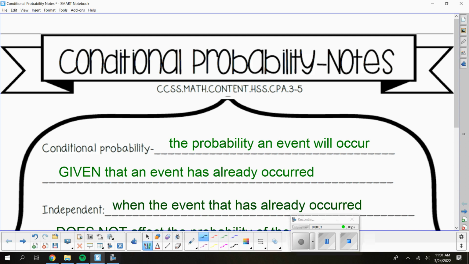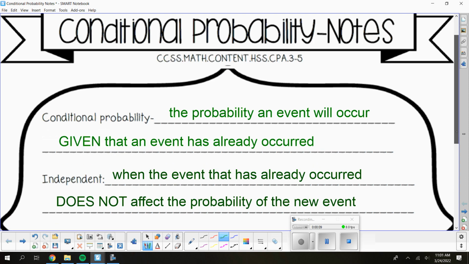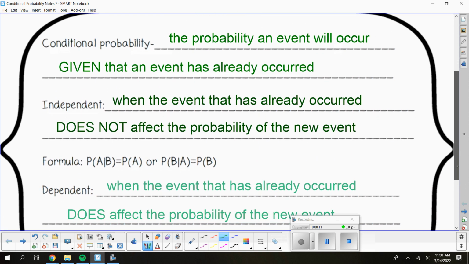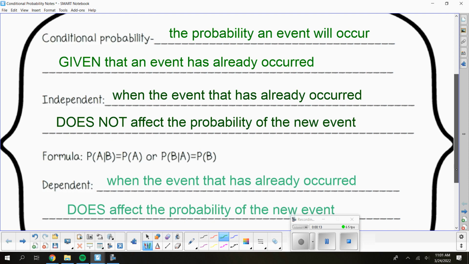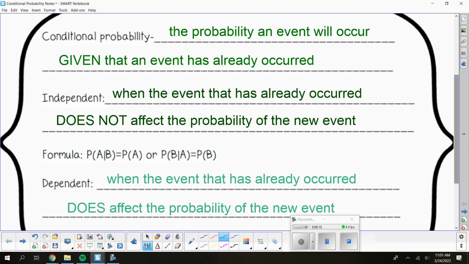Today's notes are on page 12, and we'll cover conditional probability. So I'm going to read through the definitions, and at any point, we'd like to pause when I'm done. If you haven't got everything written down, then please do so. So conditional probability is the probability of an event will occur given that an event has already occurred.